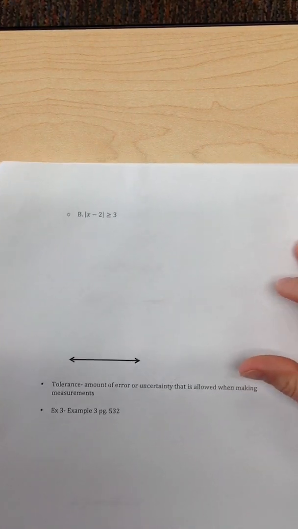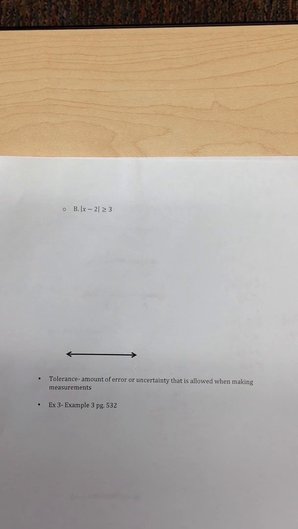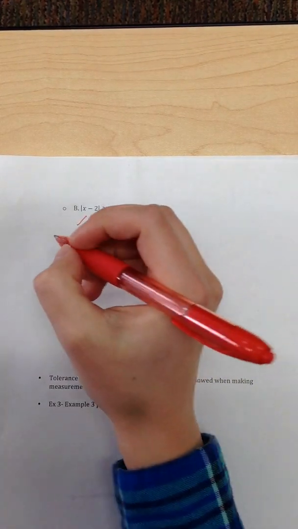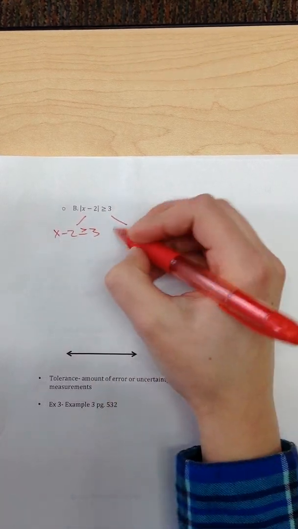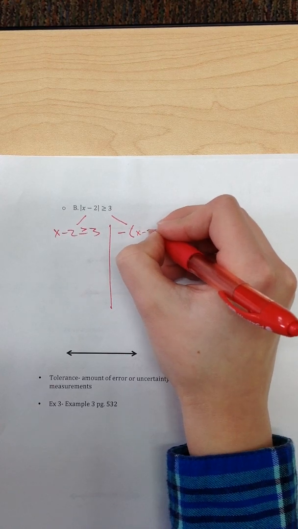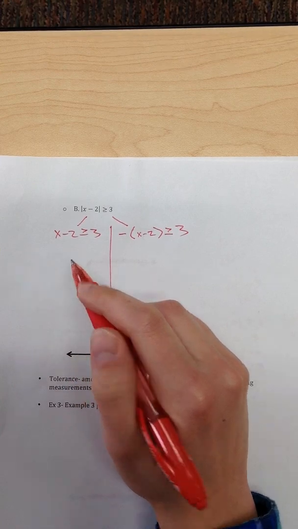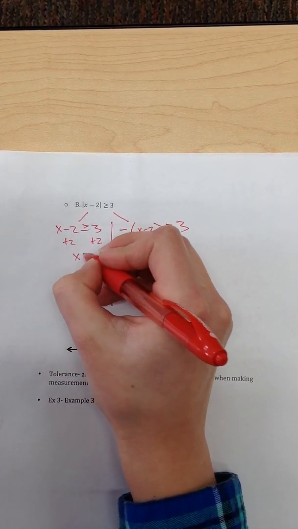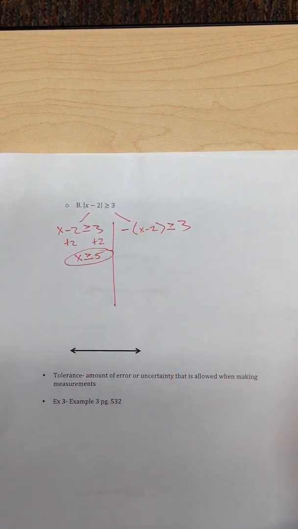Okay, one more here like this. So we've got absolute value of x minus 2 is greater than or equal to 3. So again, break into our two parts here. So x minus 2 greater than or equal to 3. Other one, negative, and then our middle chunk there of x minus 2 greater than or equal to 3. So here to get rid of subtracting 2, add 2 to each side. So x is greater than or equal to 3 plus 2 is 5. So that's half of it.